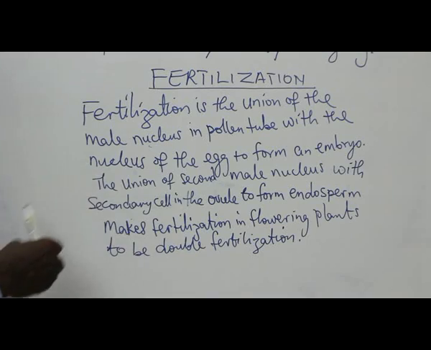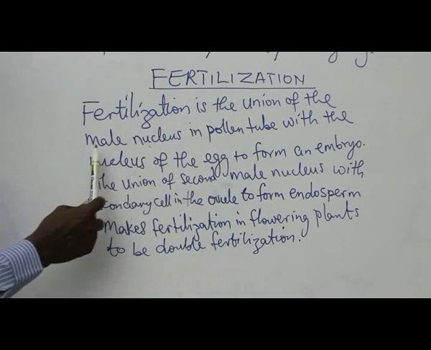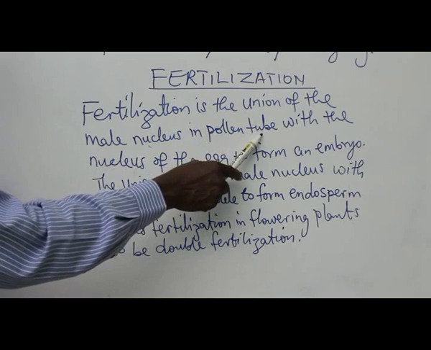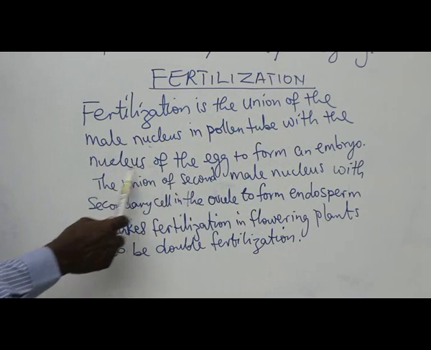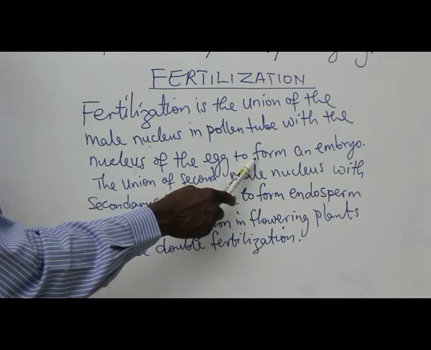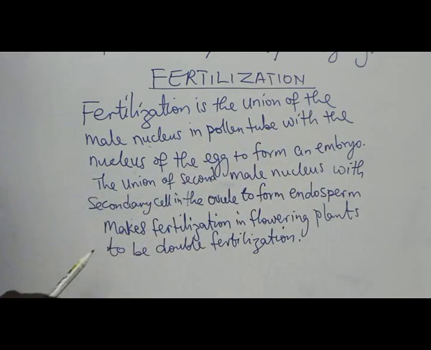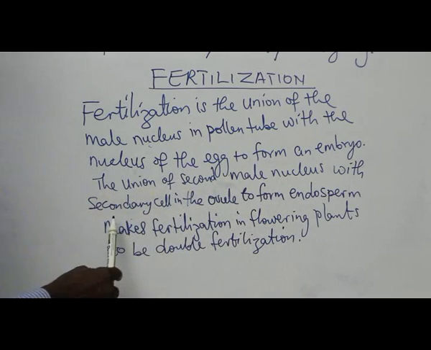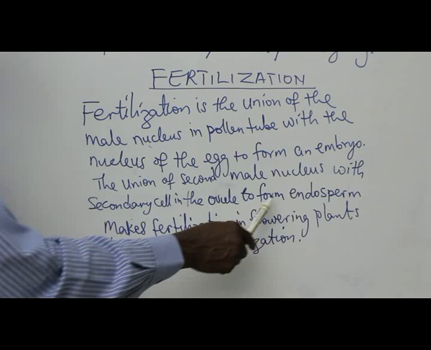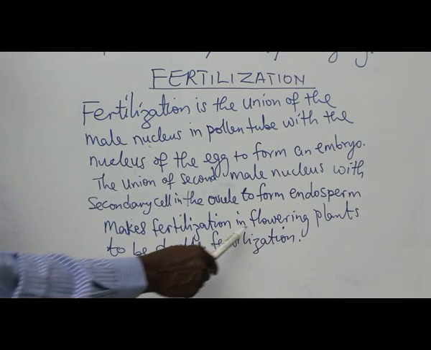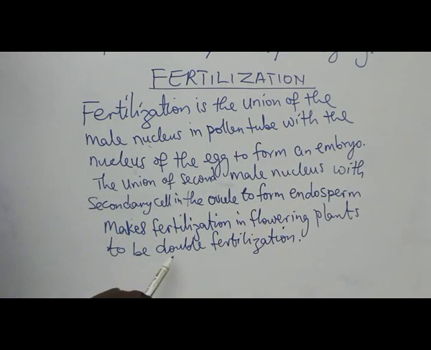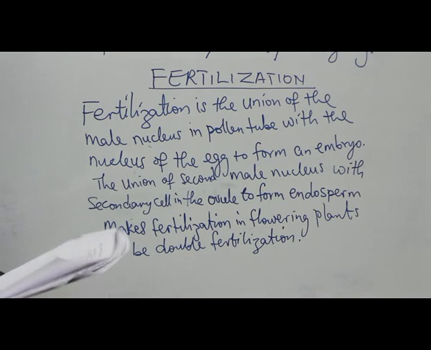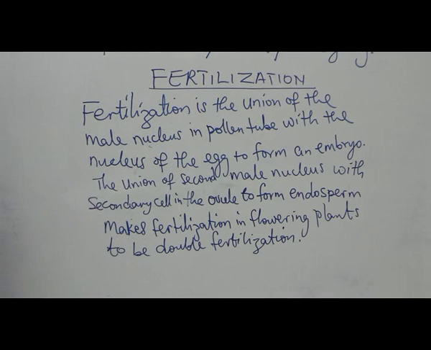What is fertilization? Fertilization is the union of the male nucleus in the pollen tube with the nucleus of the egg to form an embryo. The union of the second male nucleus with the secondary nucleus in the ovule to form endosperm makes fertilization of flowering plants double fertilization. So we are going to look at some questions based on pollination and fertilization.